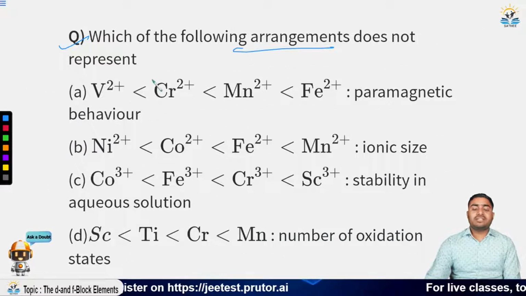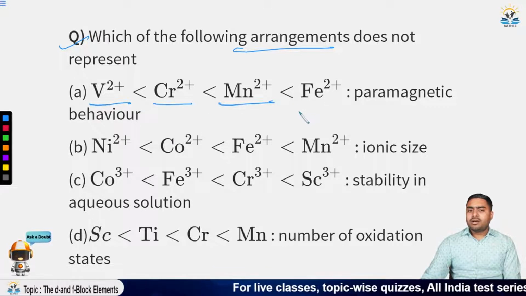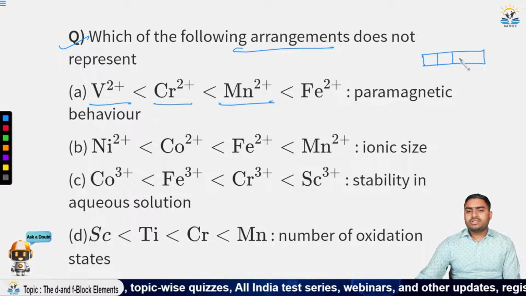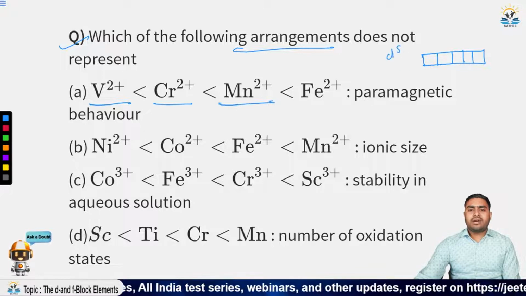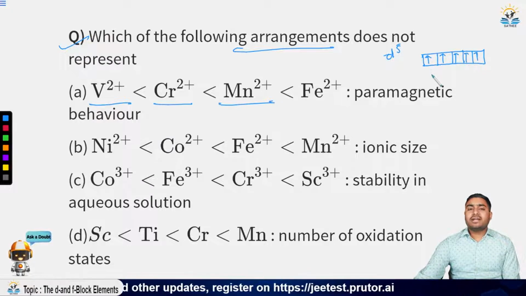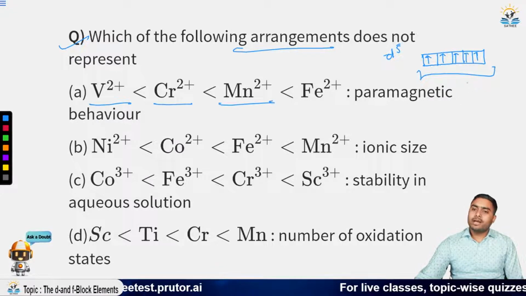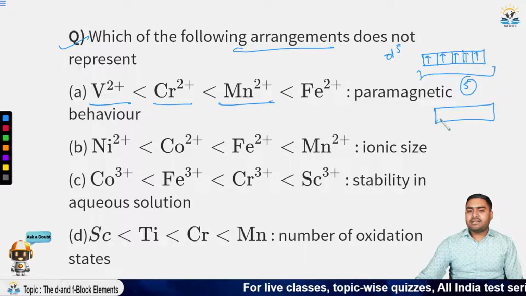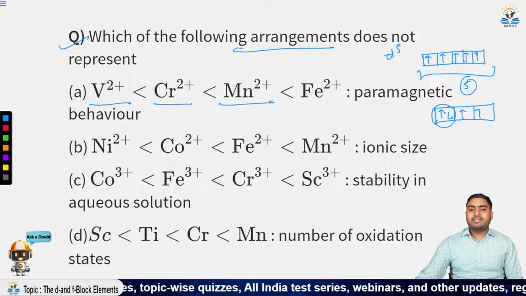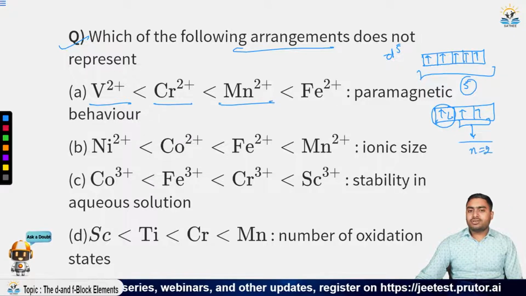Which of the following arrangements does not represent the given property? You can see V2+, Cr2+, Mn2+. Unpaired electrons are those electrons which are single electrons. Suppose I am writing d5, so you can see 1, 2, 3, 4, 5. So here are 5 single electrons, so these are 5 unpaired electrons. Suppose I am writing a p subshell like this, 1, 2, 3, 4. So this becomes a pair, but these two are unpaired. So the number of unpaired electrons is 2. I hope this is clear.